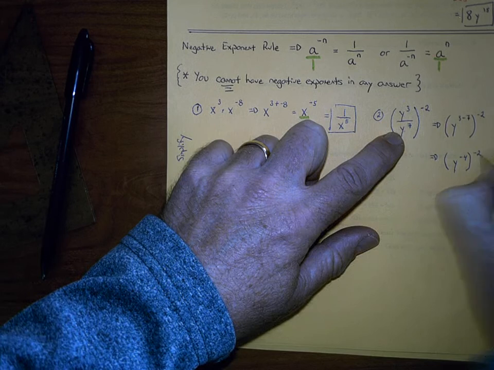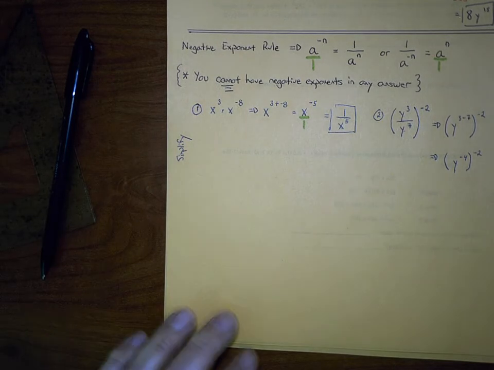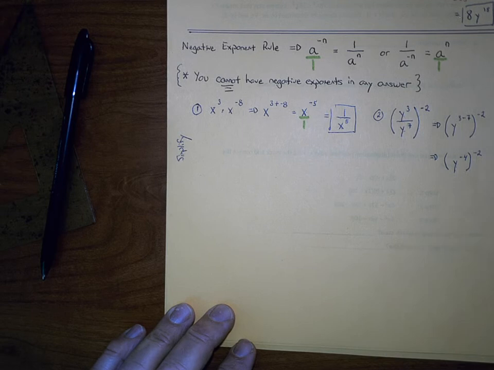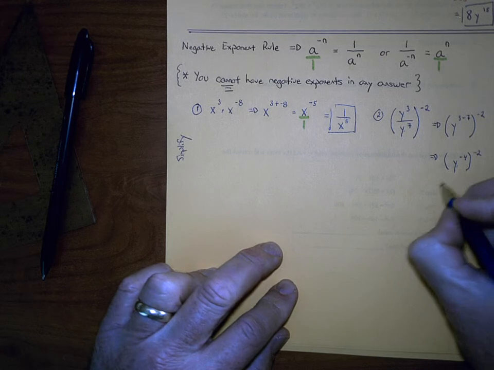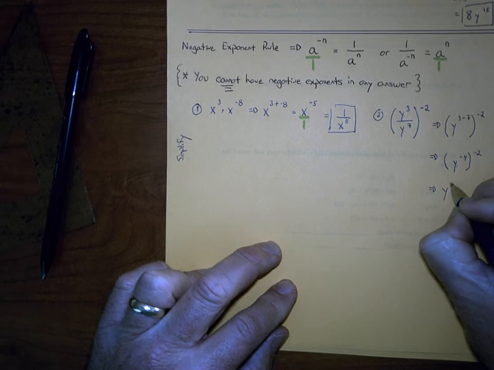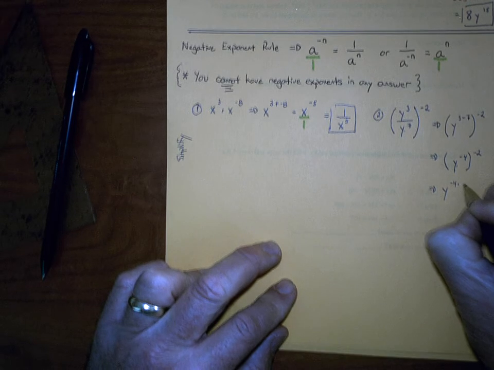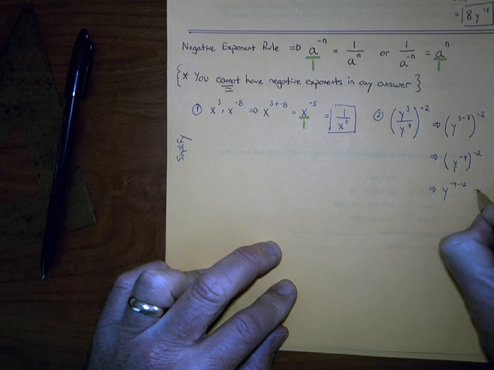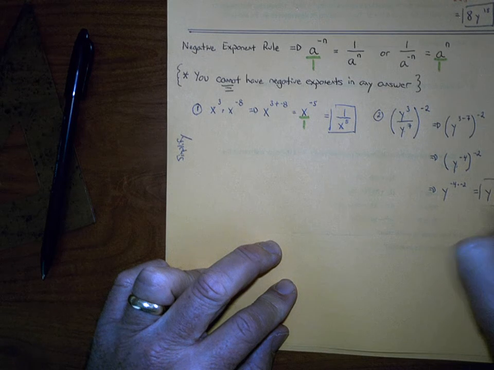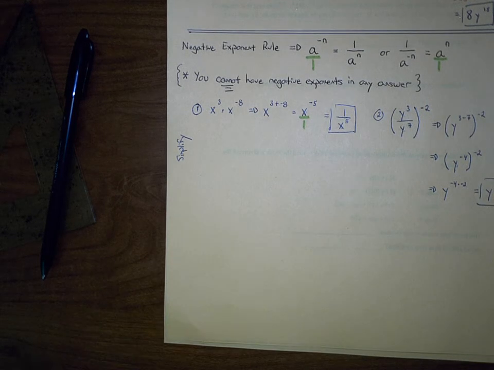Okay? And then what I would do now is use the power to a power rule, which says if I have an inside exponent and an outside exponent, I multiply those two together. So this problem would become, keep the base of y, and you would go negative 4 times negative 2, so that would be equal to y to the 8th power. Okay, hopefully that all makes sense. There'll be a video or an assignment attached to that.